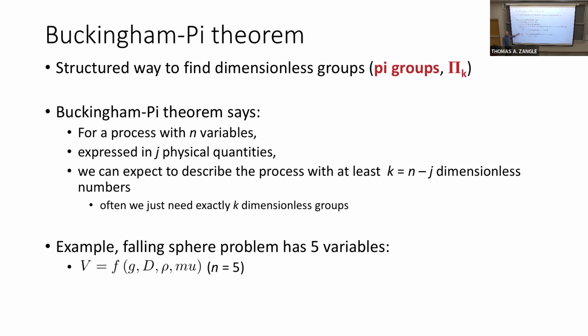So for example, the falling sphere problem, 5 variables. We know that velocity is a function of, again, gravity, diameter, density, and this should be mu, the Greek letter mu. I've spelled it out. So this is 1, 2, 3, 4. This one is also a variable. Velocity is a variable here. So it's 5 variables in this problem. All right, so n is 5.